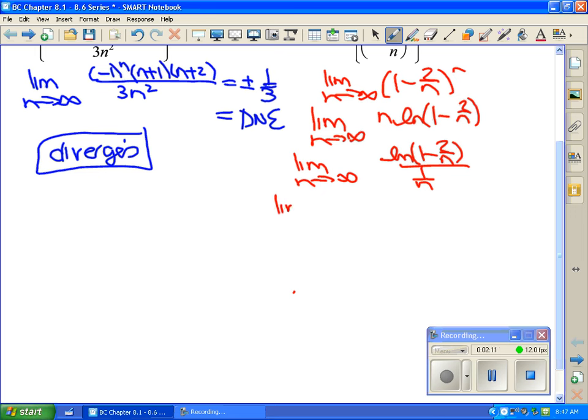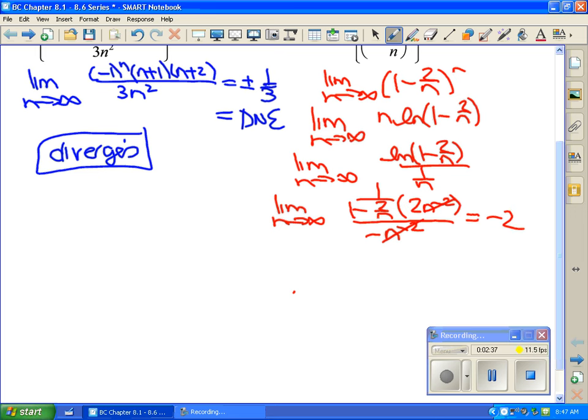So now I'm going to use L'Hopital's, limit as n approaches infinity. The derivative of natural log is 1 over the quantity, and then your chain rule, so it's going to be 2n to the negative 2, over the derivative of the denominator, which is negative n to the negative 2. So the n to the negative 2's cancel out. As n approaches infinity, 2 over n approaches 0, so we're going to end up with negative 2.